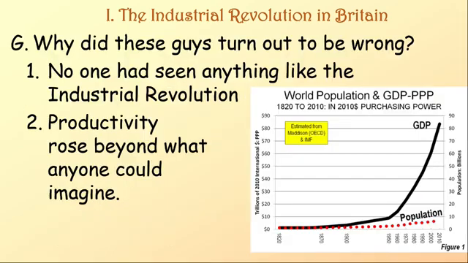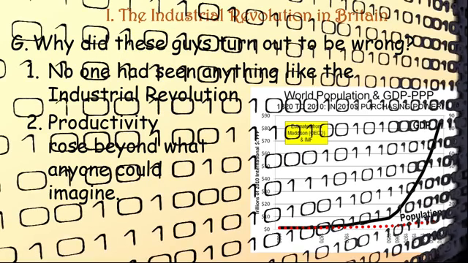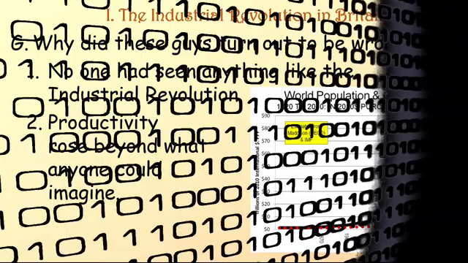So why did these two guys, Thomas Malthus and David Ricardo, turn out to be so wrong? Well, keep in mind that in any other context, they would have been completely right. But two things. Number one, nobody had ever seen anything like the Industrial Revolution. And number two, productivity rose way beyond what anyone in their time could have imagined.